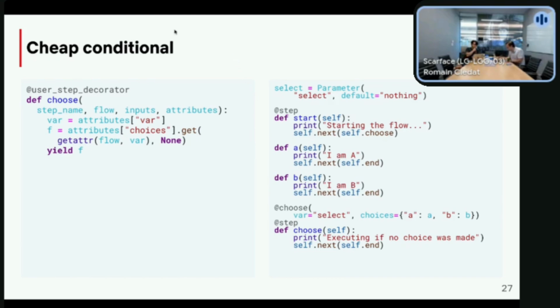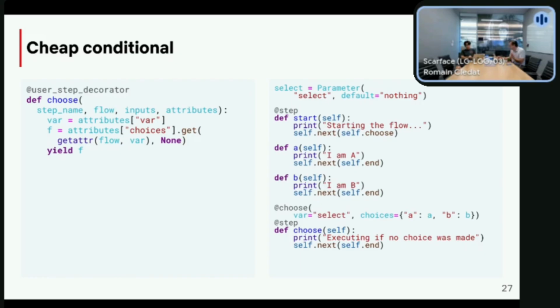Do they need to all have the same next? They do, yes. The structure of the graph is not changeable yet. That's something that we might work on; I'll talk about it at the end. But as far as Metaflow is concerned, the graph looks like start, choose, end.